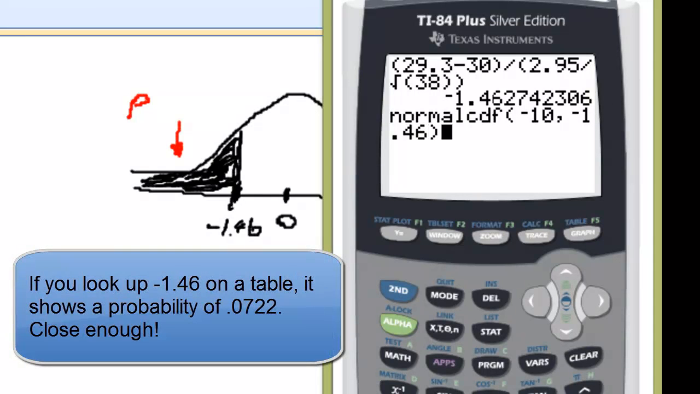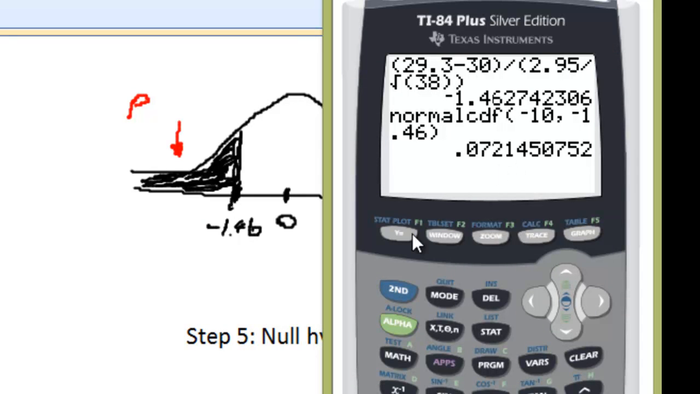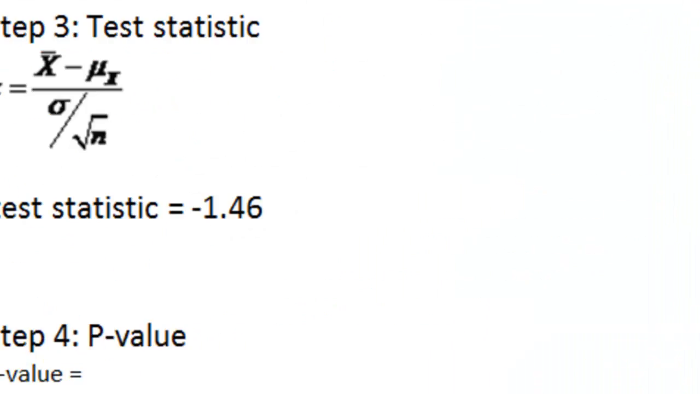Close off that parentheses. That's all we need to do. And press enter. And you can see that our z-value, our probability, our area, is 0.0721. We'll go out to 4 decimal places. All right, that is our p-value. This is really, really important here.